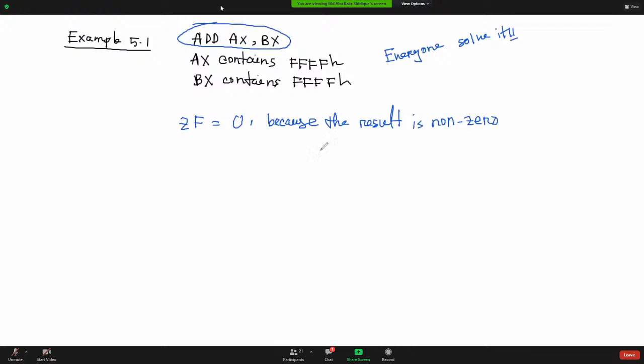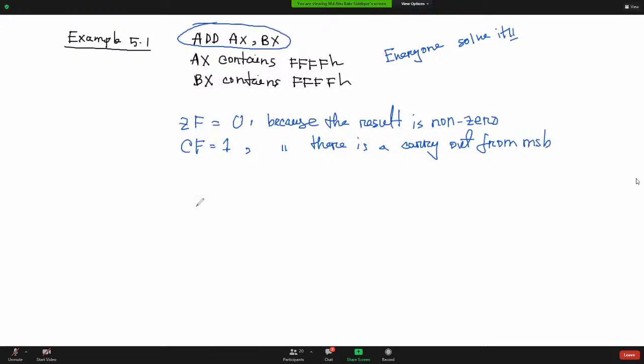Carry flag 1, sir. Why carry flag 1? Because after addition there is a carry, sir. Yes, so carry flag is 1, because there is a carry out from the MSD, right? Yes, sir, there is carry out from MSD.